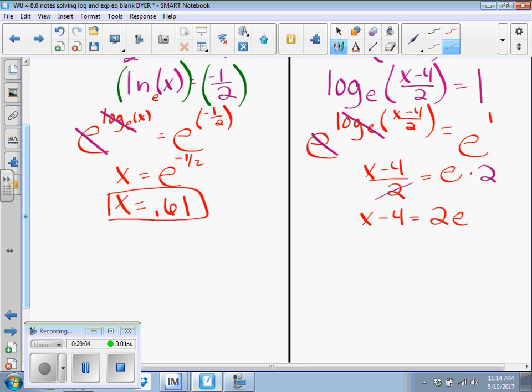Now what? Add 4. I'm not going to calculate e until I get to the very end because it's an irrational number. So you would have to round off. So x equals 2e plus 4. Now calculate 2 times e plus 4.